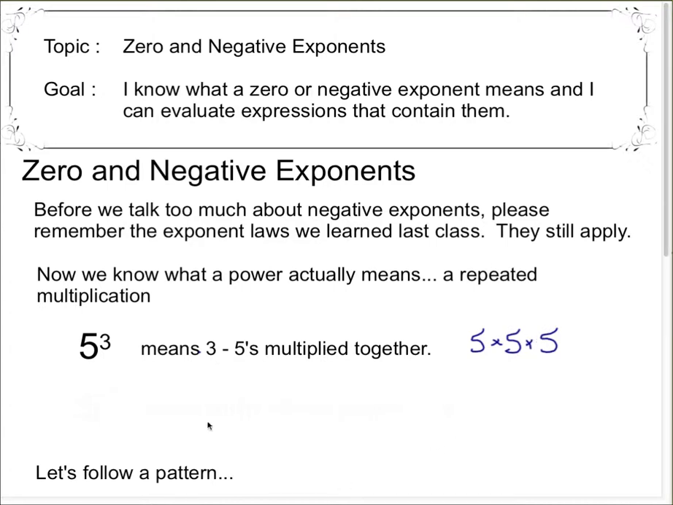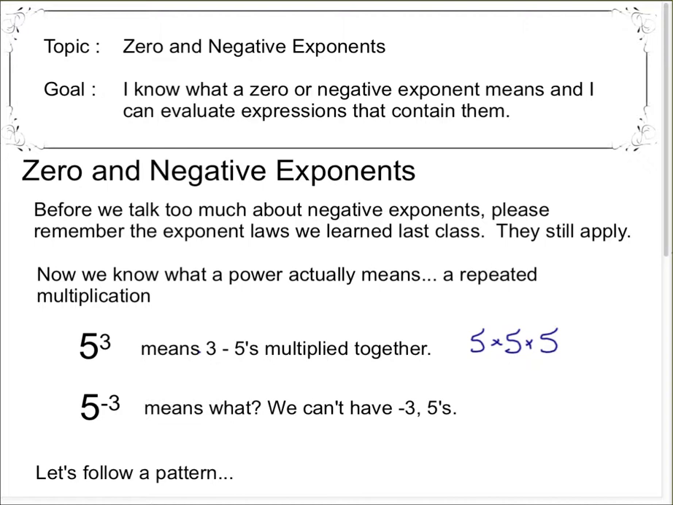So what does that mean for something that looks like this? 5 to the negative 3. Does that mean we have negative 3 5s all multiplied together? We can't have negative 3 of something. I can't have negative 3 pencils. I can't have negative 3 5s. So this actually makes no sense whatsoever.